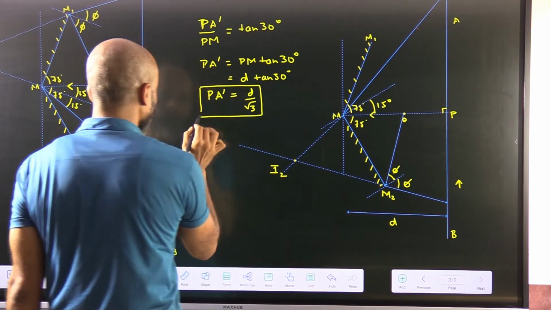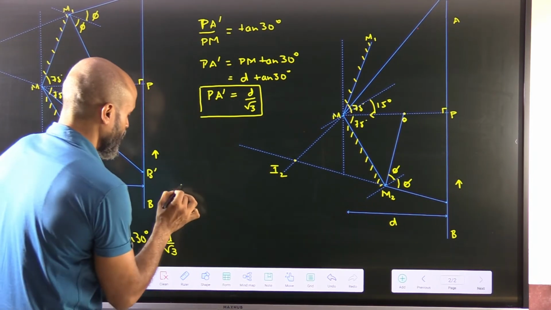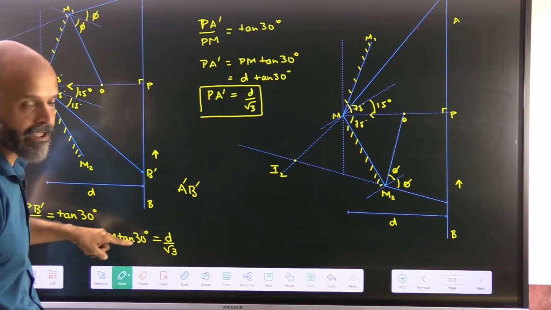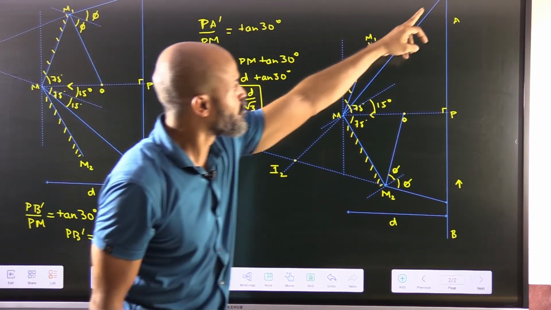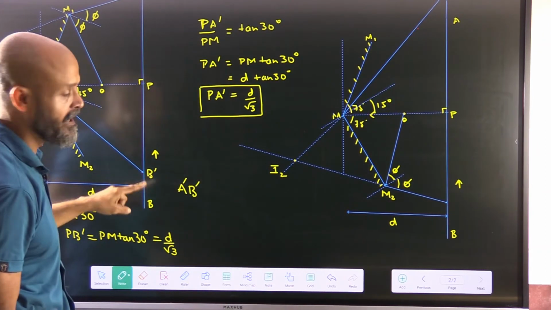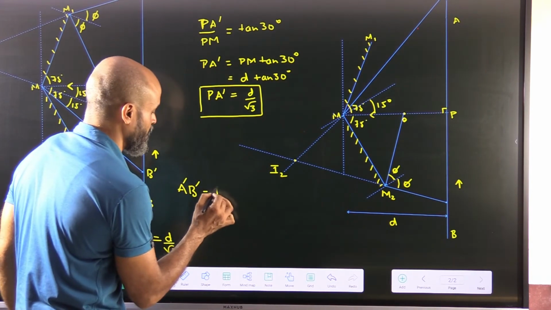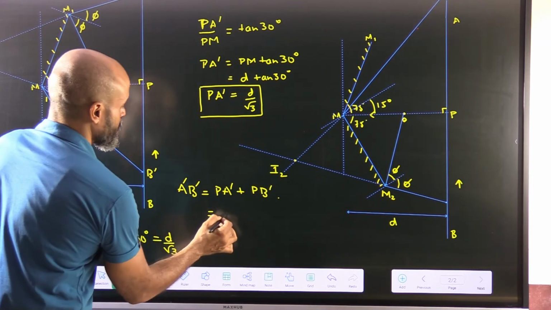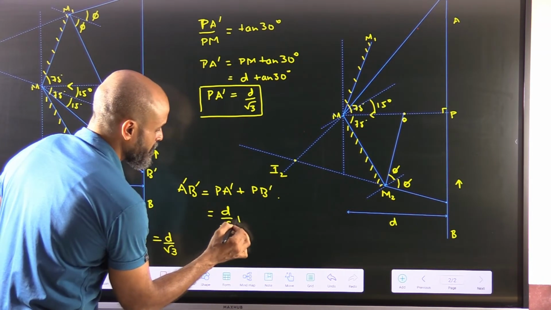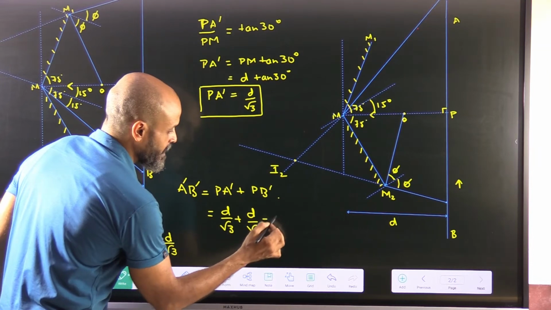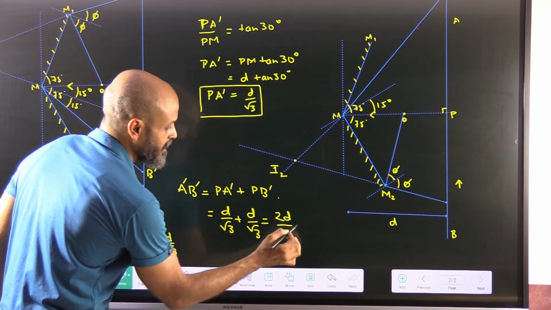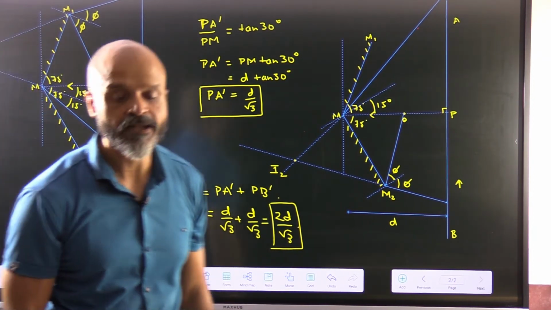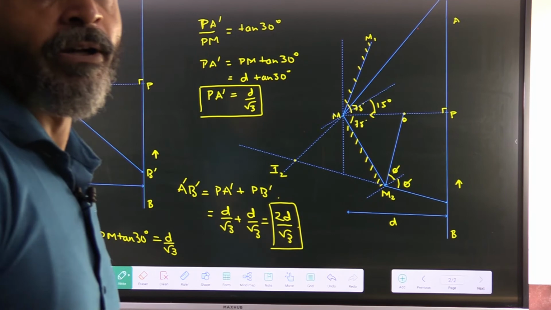Okay, so we are going to see the image along A dash B dash. So the person who is walking along AB will be able to see two distinct images, A dash and here it is B dash. So A dash B dash will obviously be equal to PA dash plus PB dash. So this will be D by under root 3 plus D by under root 3, that's going to be 2D by under root 3. So this is the required length in which the person will be able to see two distinct images of the point object.